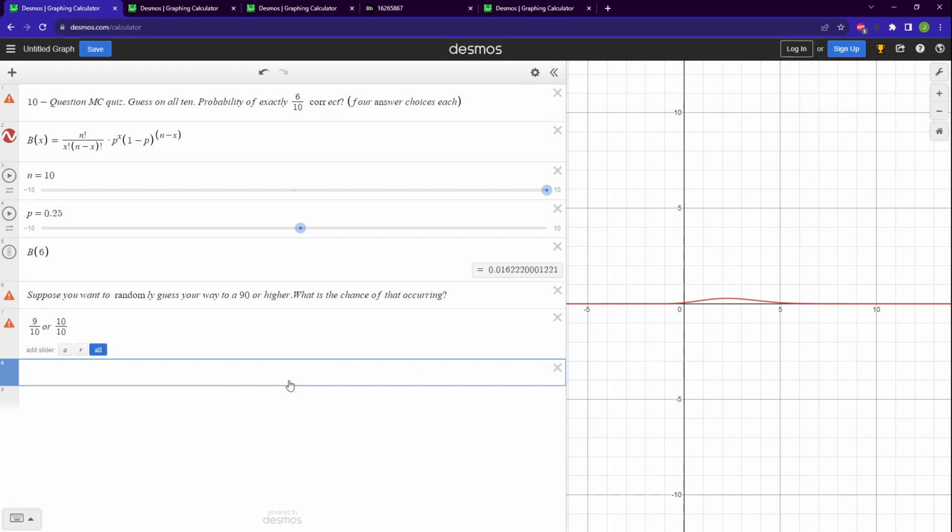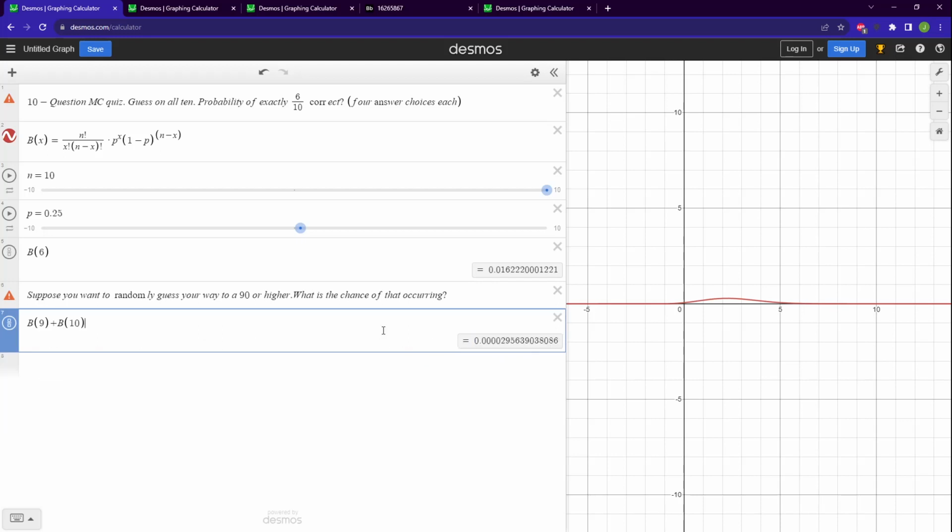So in this case, all we have to do is put b of 9, which is the probability of getting 9 out of 10 correct, plus b of 10, 10 out of 10 correct. As you can see, that's very small. You're not going to guess your way to an A unless you're extremely lucky, and you're definitely not going to guess your way to an A in a course if you're guessing on every single question every single time. Maybe once a millennium, you might find somebody getting that lucky, but as a practical matter, as you can see, that's a bit crazy.